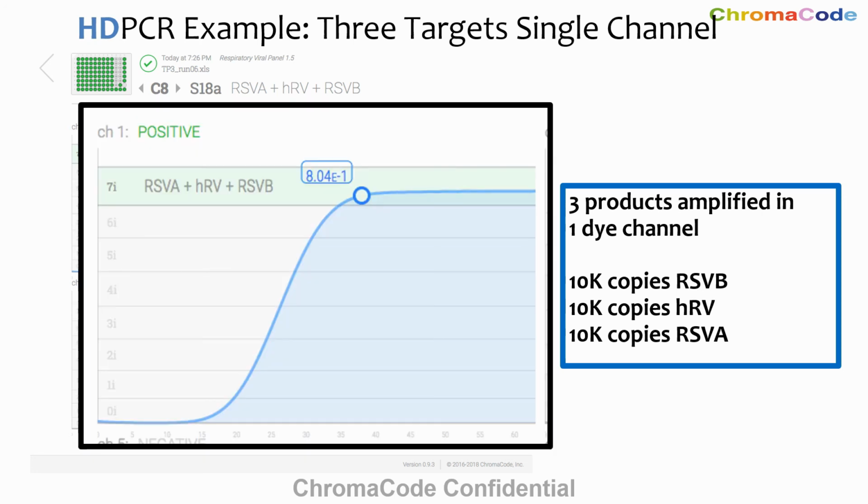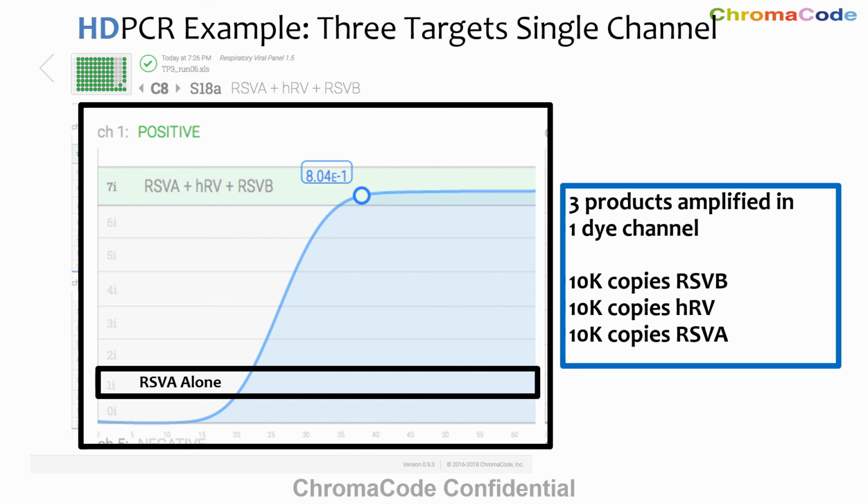In this particular reaction, we had 3 targets that were present that were detected in a single color channel. We had 10,000 copies of RSV-A, 10,000 copies of human rhinovirus, and 10,000 copies of RSV-B.